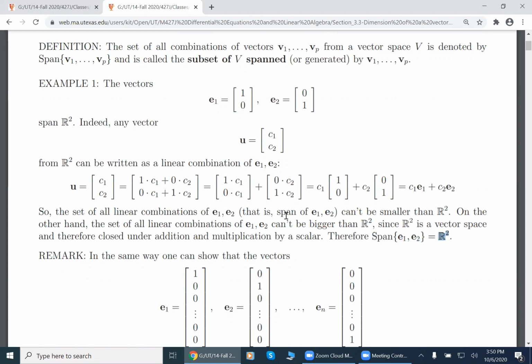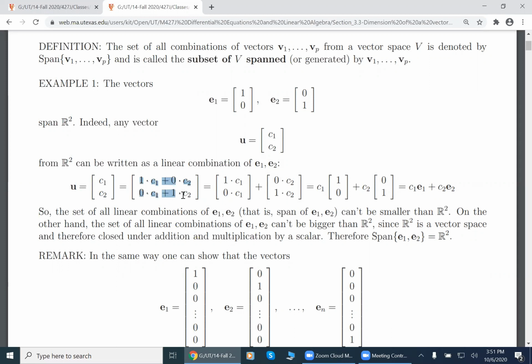So, first let us show that the span of E1, E2 can't be smaller than R2. In order to show it, let me prove that any vector from R2 can be written as a linear combination of E1, E2. Here's how we show it. Pick some vector from R2. Component number 1 is C1, component number 2 is C2. Note that C1 can be written as 1 times C1 plus 0 times C2. C2 can be written as 0 times C1 plus 1 times C2.